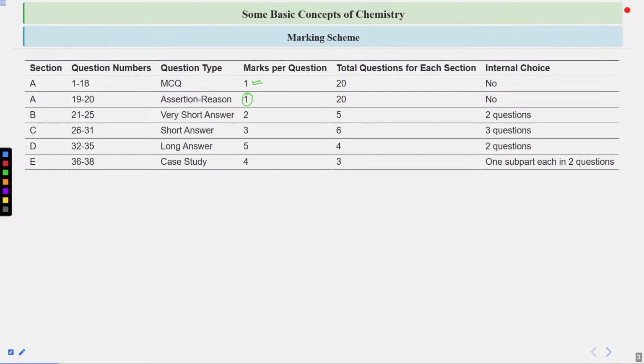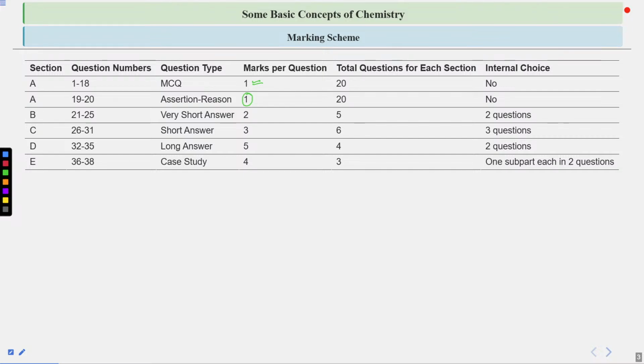Moving on to the next one, we have very short answer. One question has 2 marks and there are 5 questions in total. Then we have short answer, which starts from 26 and ends at 31, so that is a total of 6 questions. At last, we have a long answer question in section D, which is 5 marks, and there are 4 such questions. And the last one is the case study, which starts from 36 and ends at 38. There will be a total of 3 questions, each comprising 4 marks.